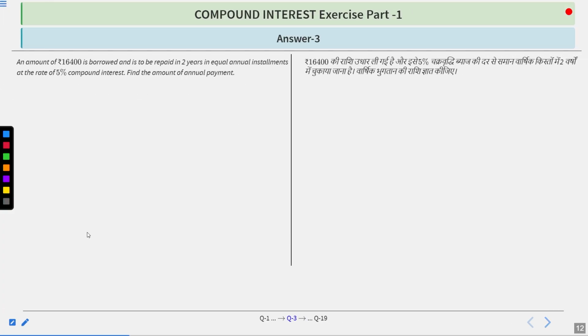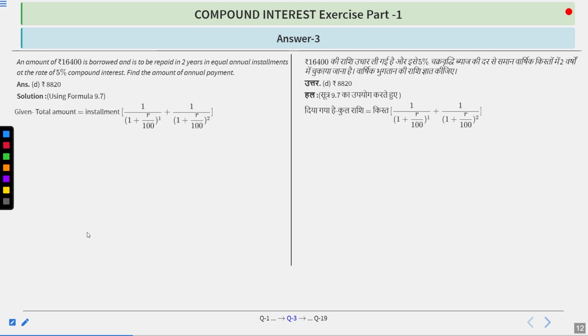So we have an amount of rupees 16,400 that is borrowed and is to be repaid in 2 years. And equal installments are paid at the rate of 5% compound interest. We have to find the amount of annual payment. The answer to this question is option D, rupees 8,820. And we are going to use formula 9.7 to solve this question.